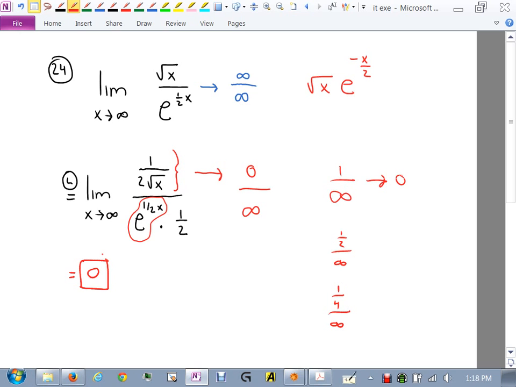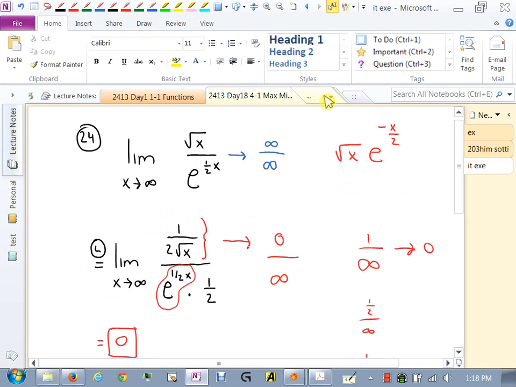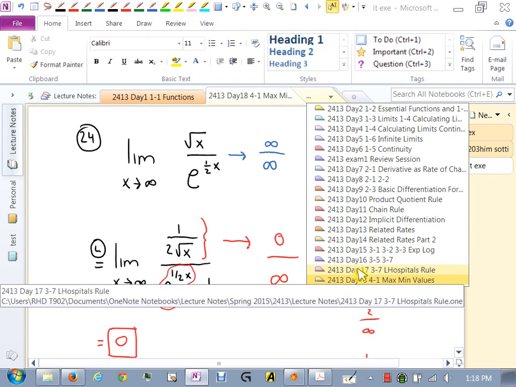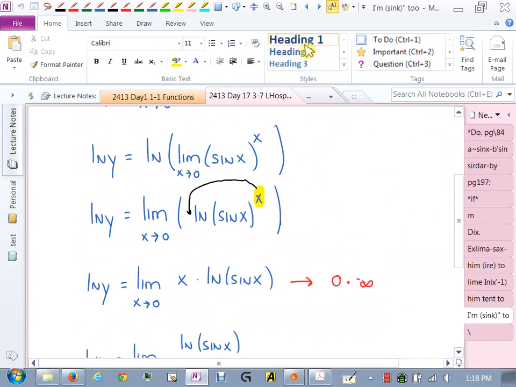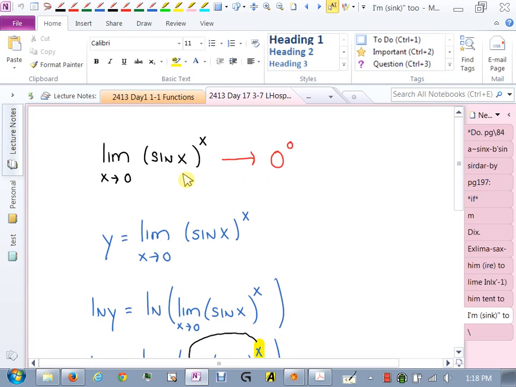Okay, I'm going to do one more example, but it's going to be from last class. We got stuck on this problem right here. Remember this? I was trying to find the limit as x goes to 0 of sine x to the x. We said it was 0 to the 0. Does this ring a bell?